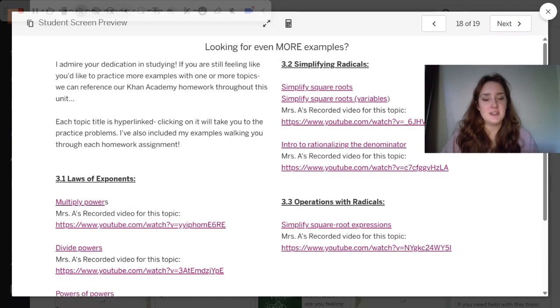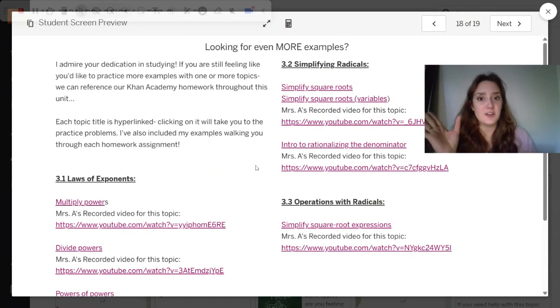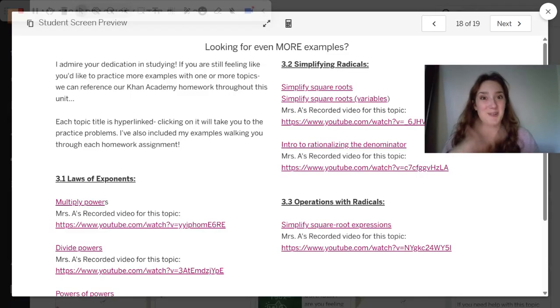And then this is more examples. So if you've gone through the study guide, you're like, yeah, I think I still need some more help. This is all of our Khan Academy assigned topics. They're linked. So the first one hyperlinks you to the Khan Academy topic. And then the one just below it is my recording walking you through how to do that Khan Academy topic. So it's all on one slide. So while you're studying, you don't have to go back to 3.1, 3.2, 3.3, all those Khan Academy assignments. They're all here on the study guide. So this is like a one and done resource for you.